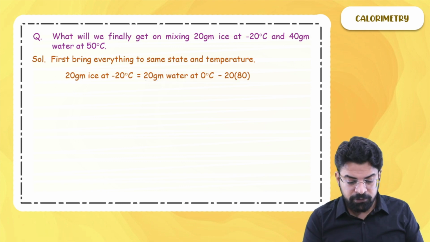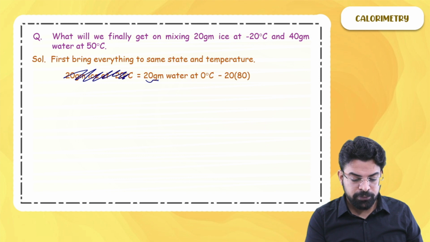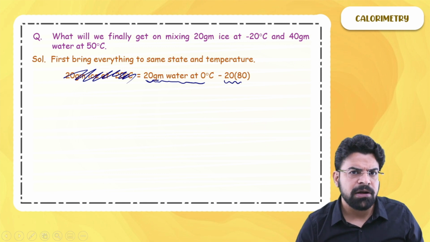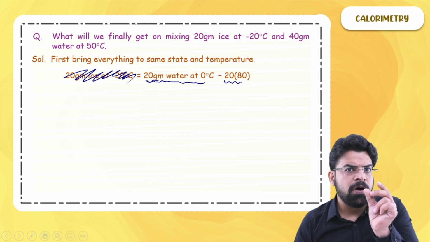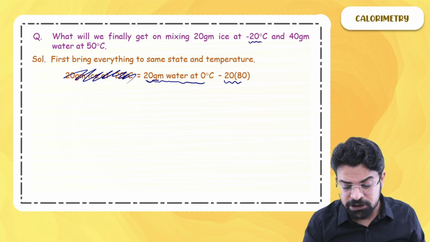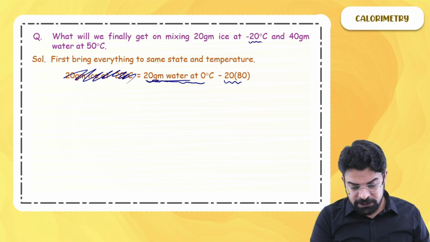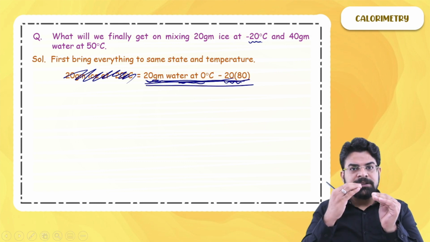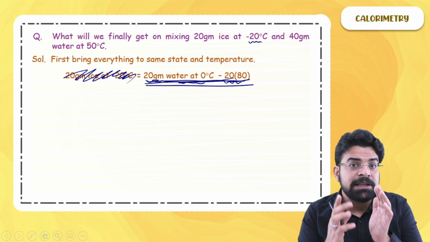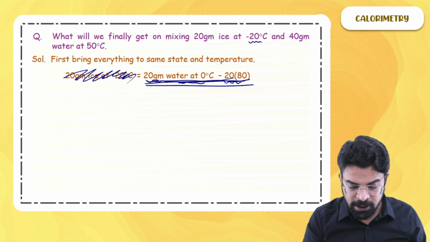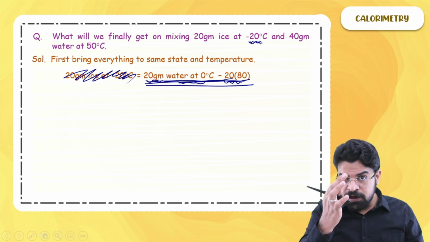If you have got 20 gram of water at 0 and from it you take out 1600 calorie, what will you get? You will get 20 gram of ice at 0. But our initial state is 20 gram of ice at minus 20. So this whole system, 20 gram of water at 0 minus 1600 calorie, represents as good as having 20 gram of ice at 0. But we want 20 gram of ice at minus 20. So you have to further take out heat.